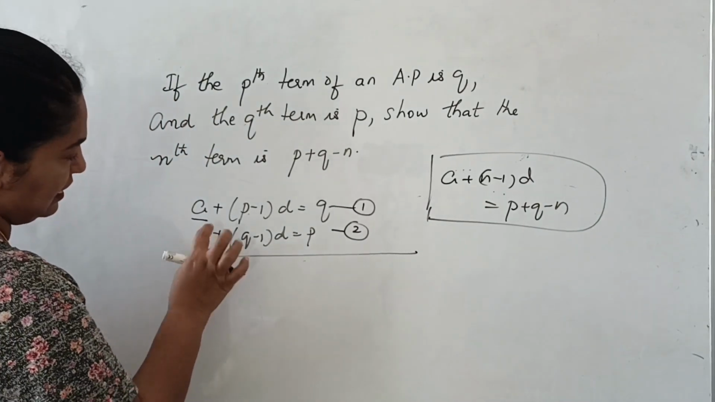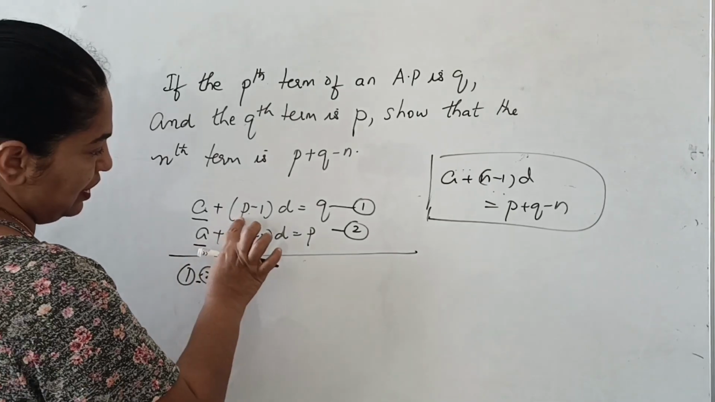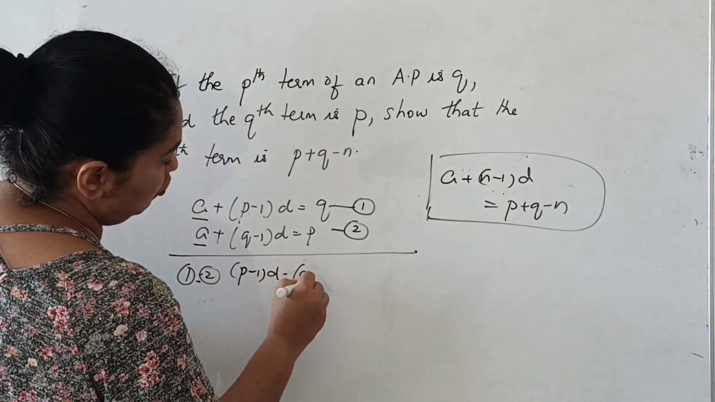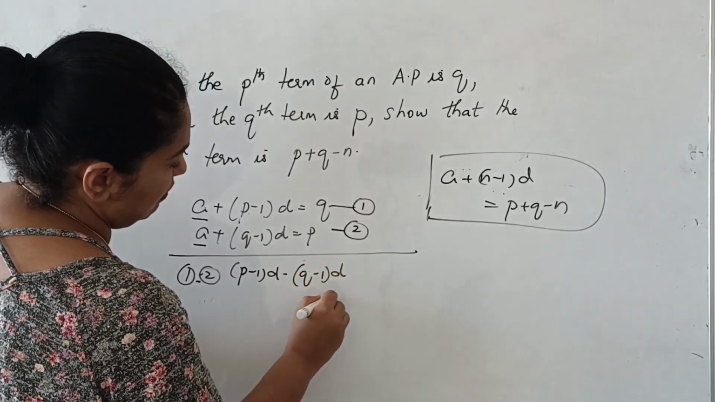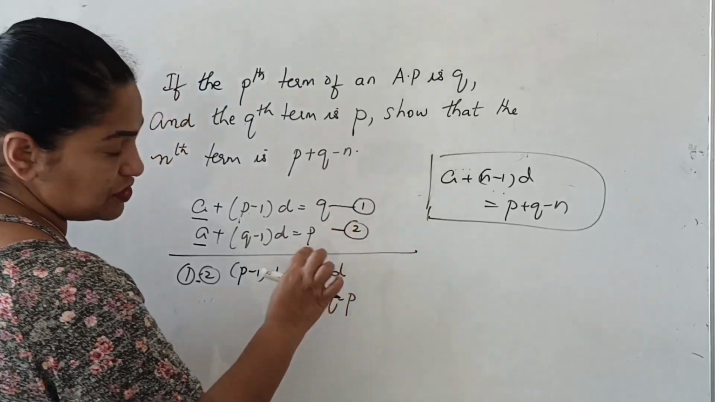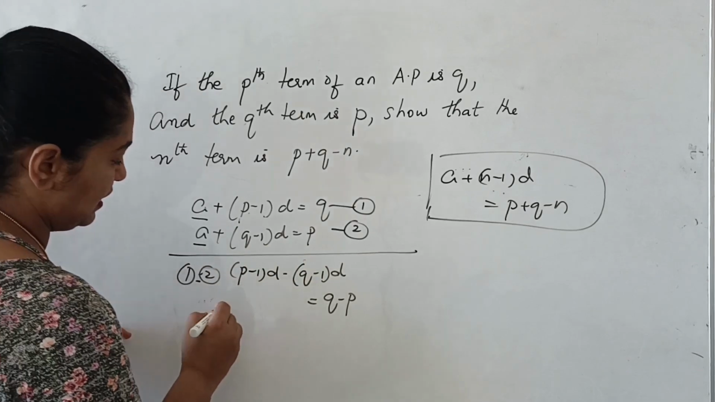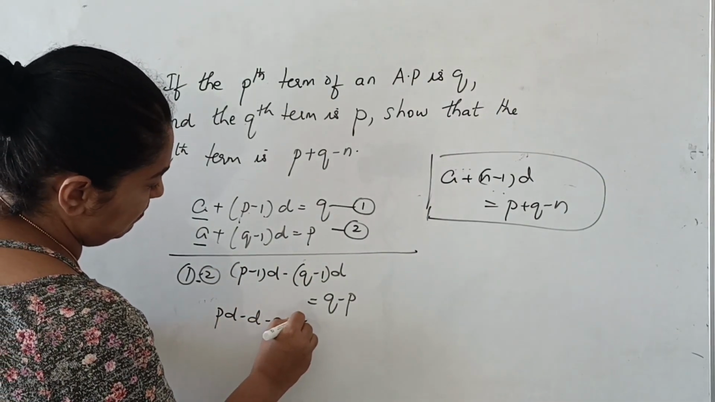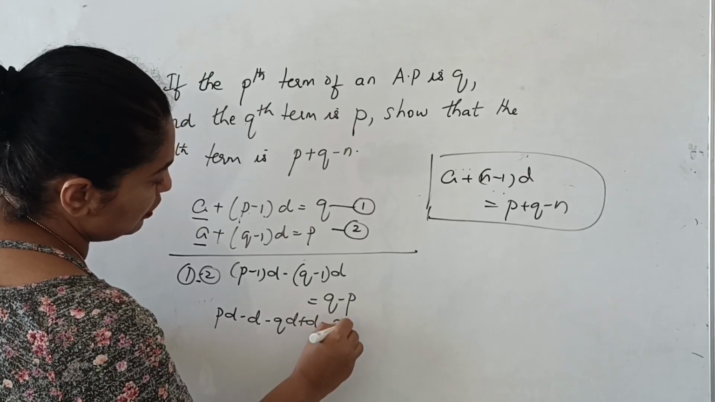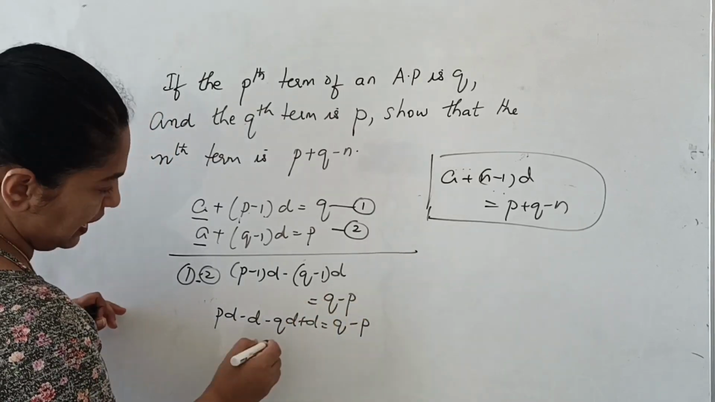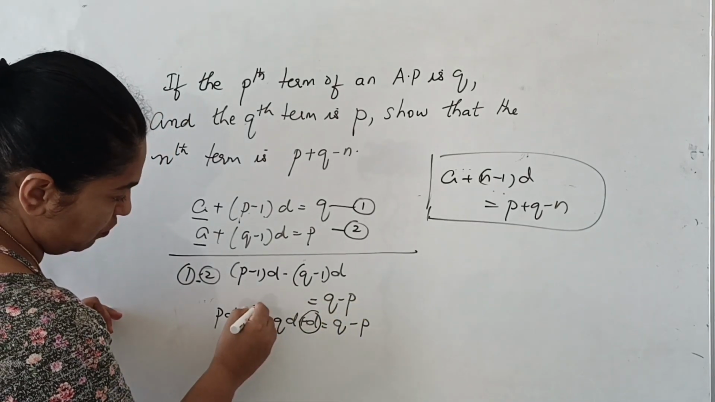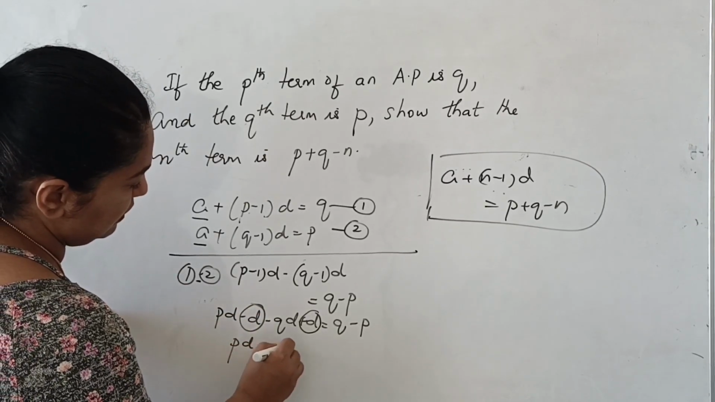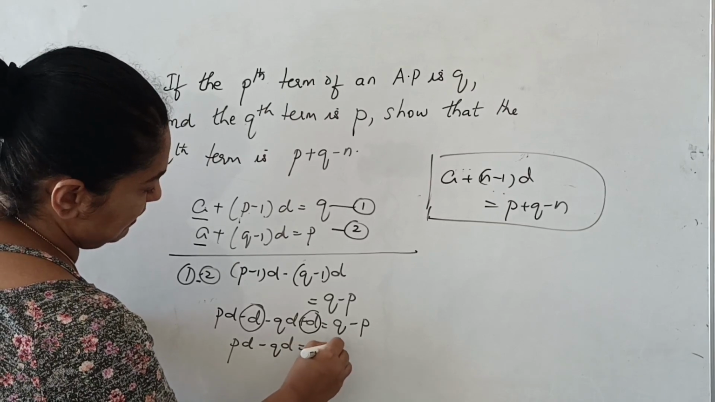So let us see what we are getting. A minus A will get cancelled. P minus 1 into D minus Q minus 1 into D is equal to Q minus P. This is the RHS. Okay, let's open the bracket. P into D minus D minus Q into D plus D is equal to Q minus P. Now you can see that you can cancel D also. So you get P into D minus Q into D is equal to Q minus P.